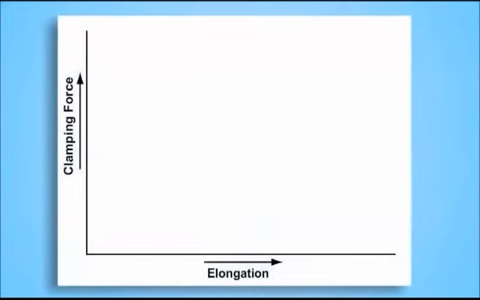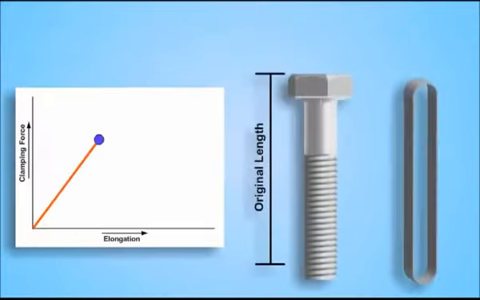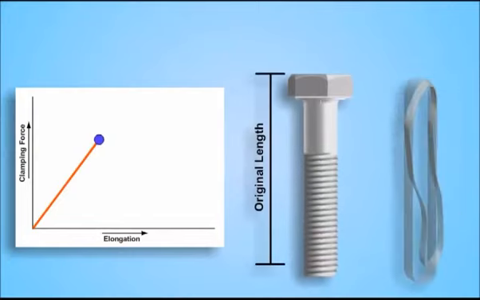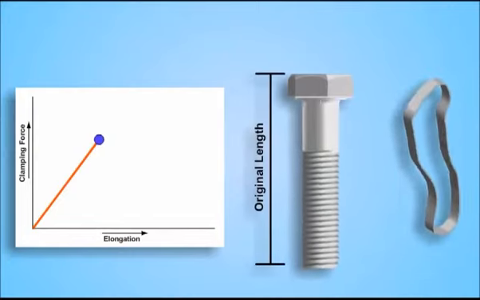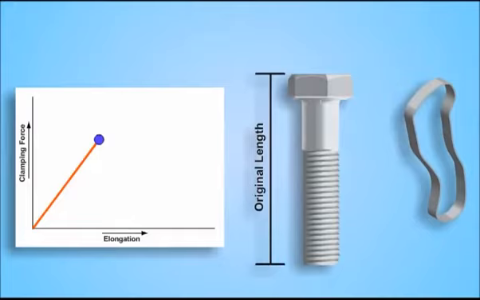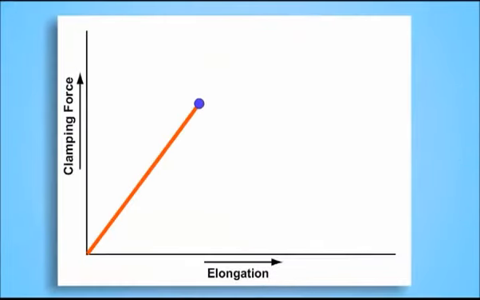Let's look at the relationship between clamping force and elongation or stretch. On the left, you have clamping force, and on the bottom you have elongation. You can see that as we apply torque, clamping force increases, and so does the amount the fastener is stretched. Since fasteners are designed to stretch, they act like a rubber band and return to their original size when the torque is released. It will act this way until it's tightened to the yield point.